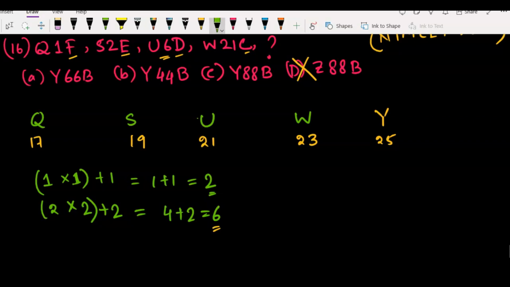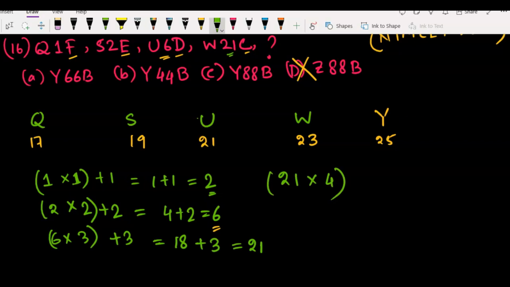Then next we get 6 multiplied by 3 plus 3, that is 18, plus 3, that is 21. So 21 is the fourth number. And for the fifth we will have 21 multiplied by 4 plus 4. So this is 84 plus 4 means 88. So the second term is 88. So what is the correct option? Option C, that is Y, 88B. This is the correct option.